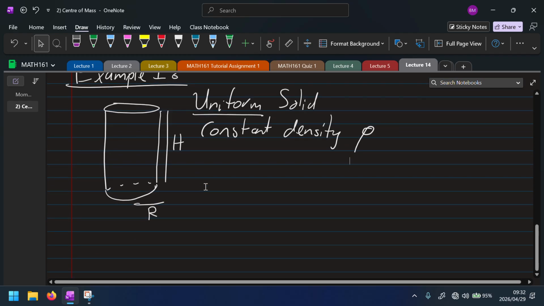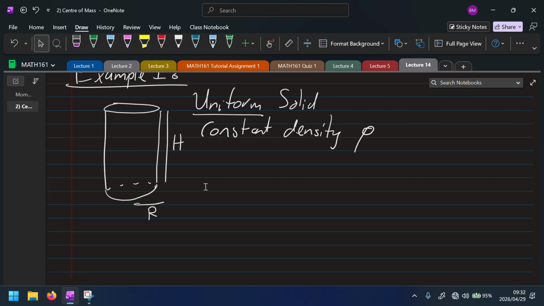Now before we get to all of the calculations, let's have a little guess as to where the center of mass will be. It's good to have a guess first. Then we'll do the calculations and see if it makes sense. So the center of mass will be some xyz. Let's set up some axes so we can work with numbers. So x and y, those are radial, going out radially. Z goes up and down with the height.